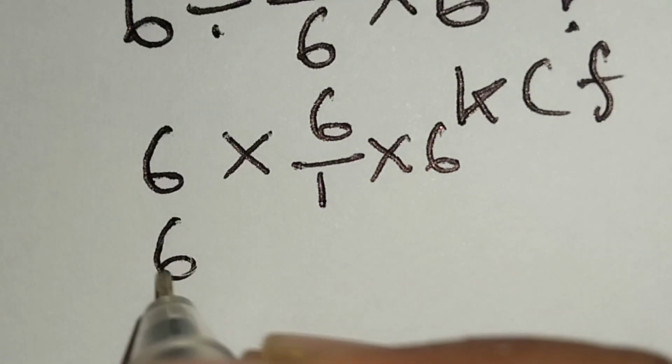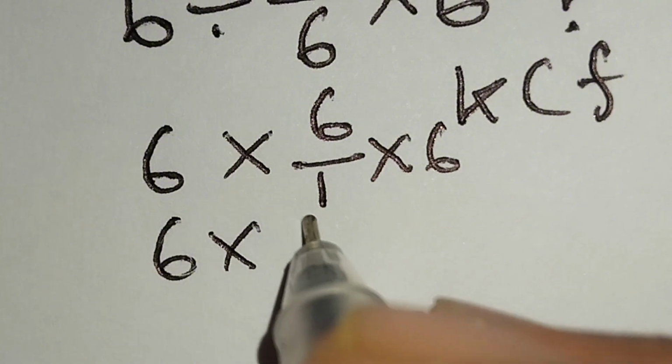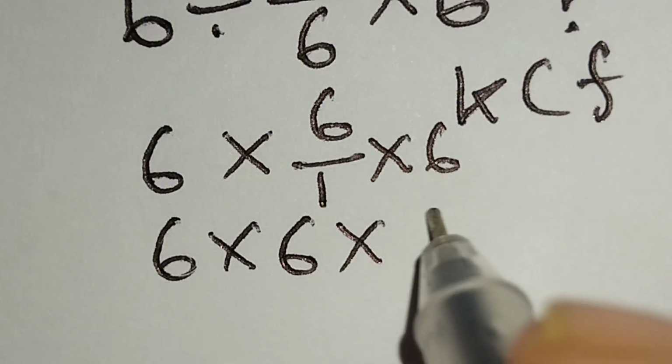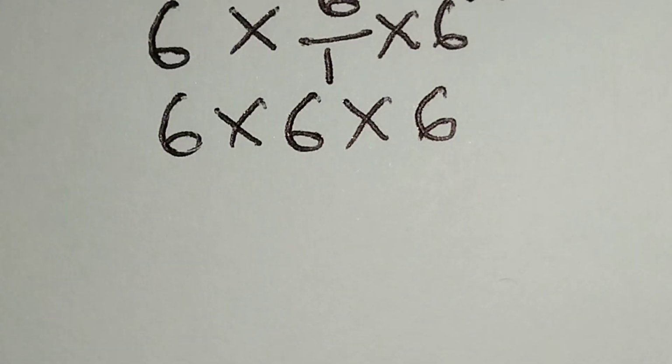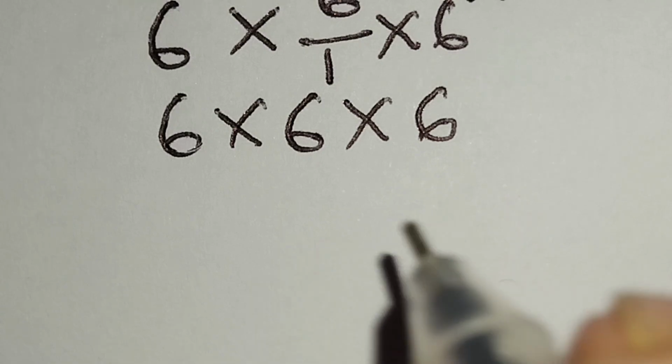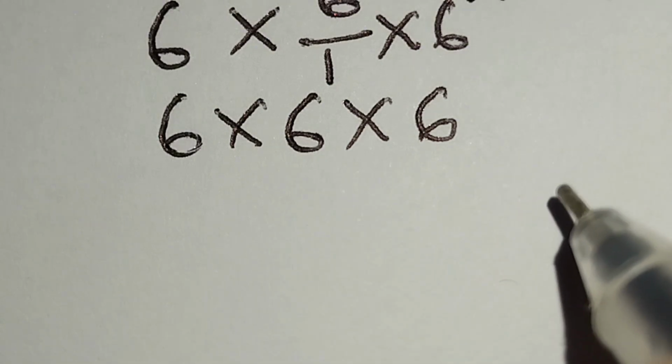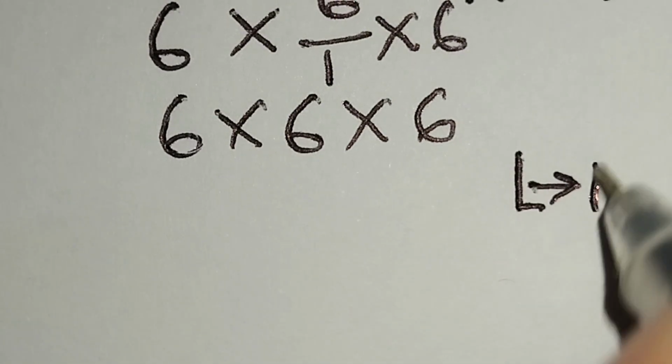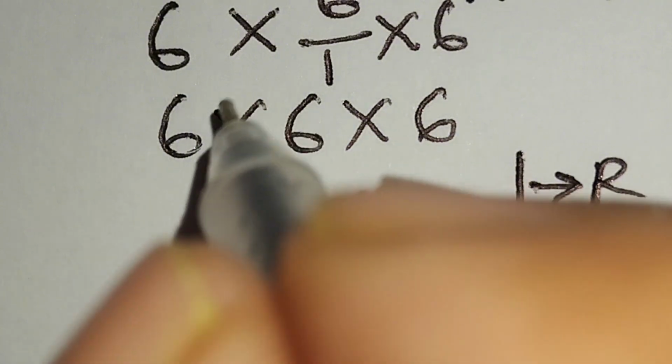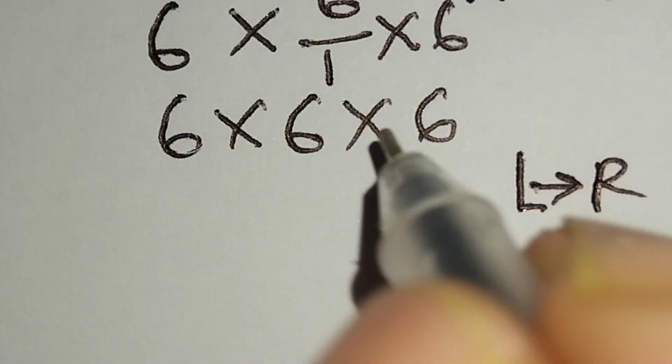Here this 6 multiply this 6 over 1 gives us 6, multiply this 6. According to the order of operations, when we have more than one multiplication, then we have to work left to right. Therefore, at first we have to work with this multiplication, then this multiplication.